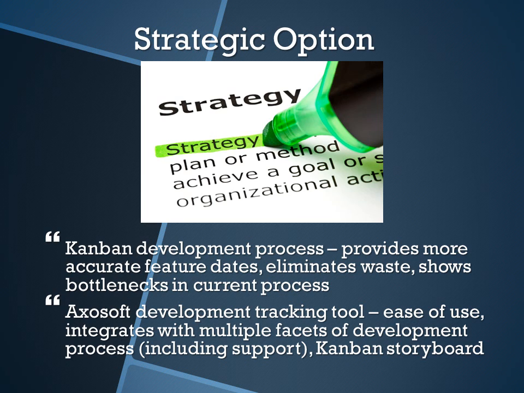So Kanban is the strategic option here. By implementing this new development process, it'll provide more accurate feature dates. It eliminates waste, shows bottlenecks in the current process, and also there's a Kanban software development tracking tool built by Axosoft that's pretty easy to use and integrates with multiple facets of the development process, including support and technical ticketing. It also has a great Kanban storyboard, which is definitely something that'll be utilized here.